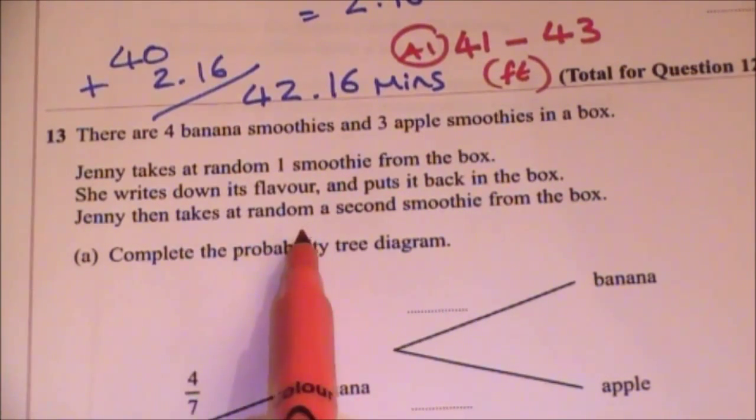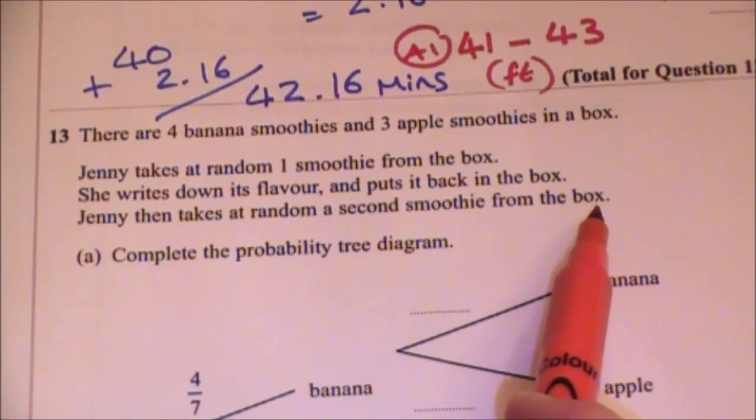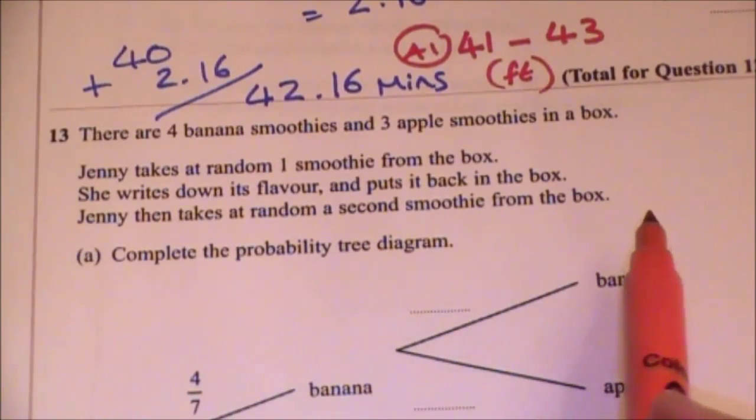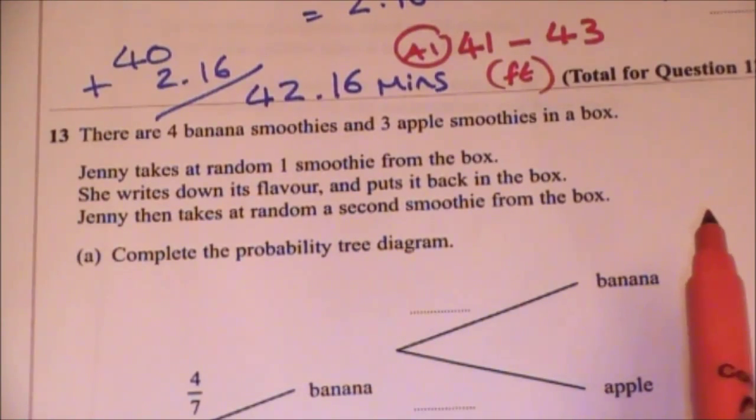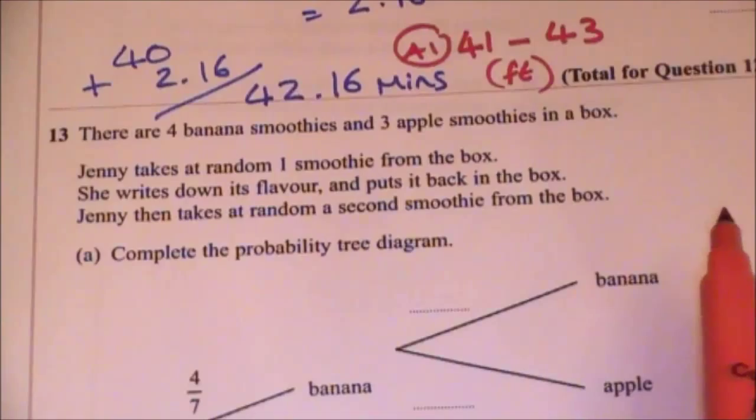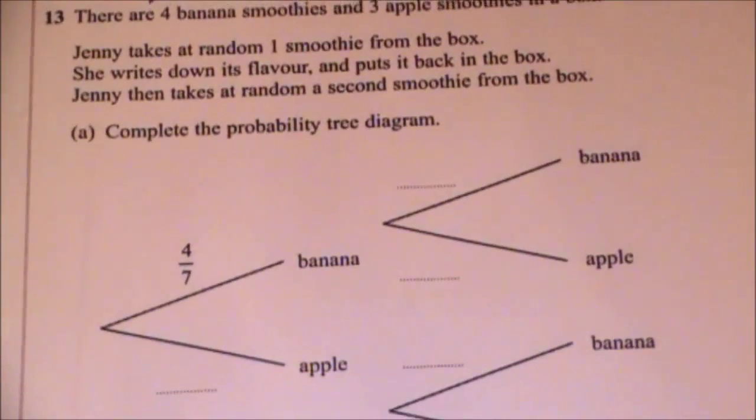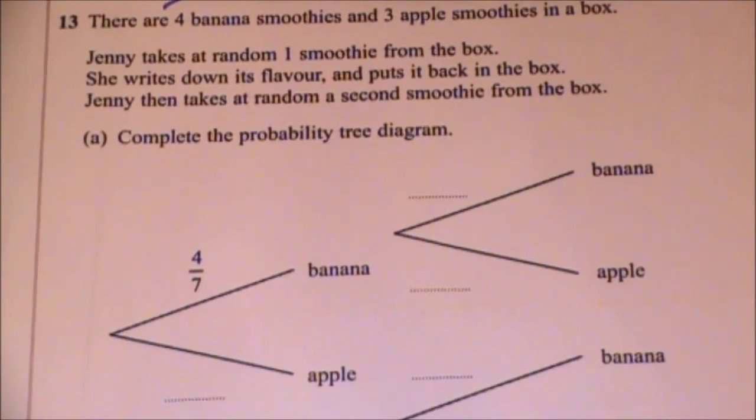Jenny then takes at random a 2nd smoothie from the box. Now, it doesn't say what happened here. Did she drink it? Did she write it down? Did she put it back? It's irrelevant to the question, but I would like to know, personally. Anyway, I want you to complete the probability tree diagram.